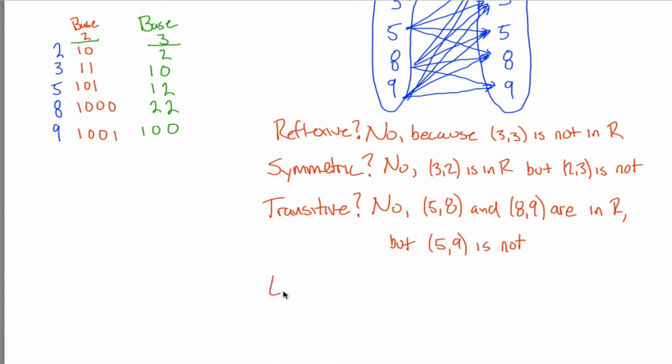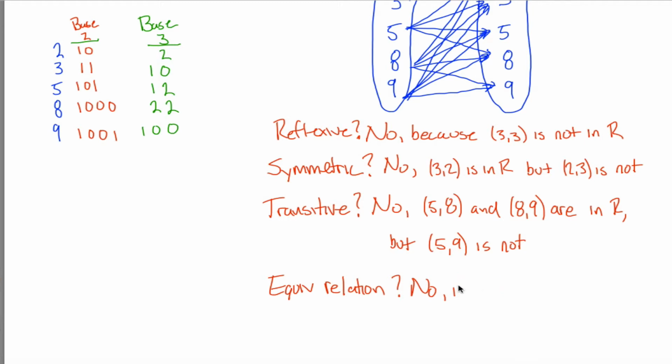Is it an equivalence relation? No. In order to be an equivalence relation, my answer to all three of these questions must have been yes. They're not. In fact, they're all no, but I don't even need them to all be no. I just need one of them to be no. It's not symmetric, transitive, and reflexive. It's not all of those things. I didn't answer yes to all of the above.